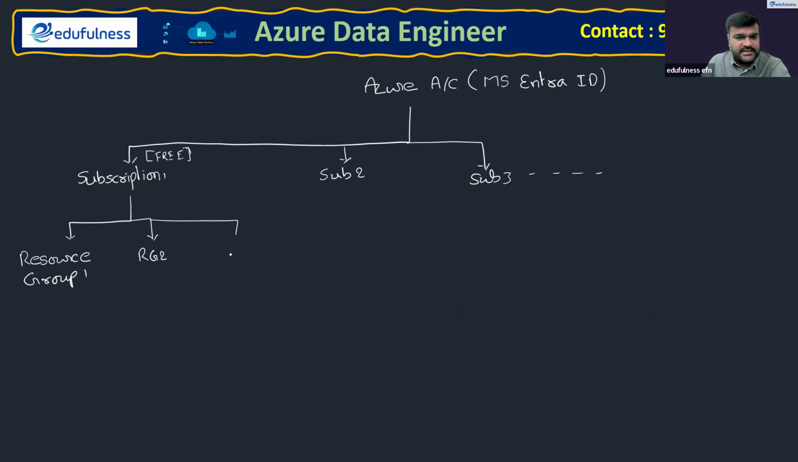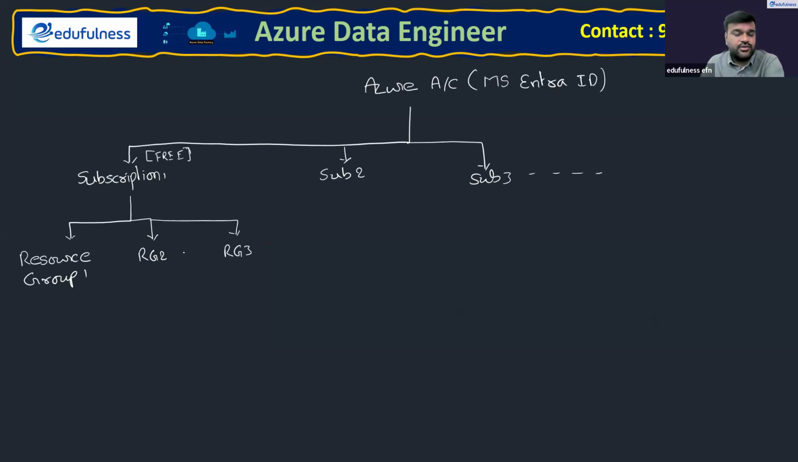Try to understand, this is related to your real-time work also. I will try to map it once this hierarchy is completed. So resource group is nothing but what? As the name implies, group. You are grouping something. Then what are the resources here? Those are the services of Azure.